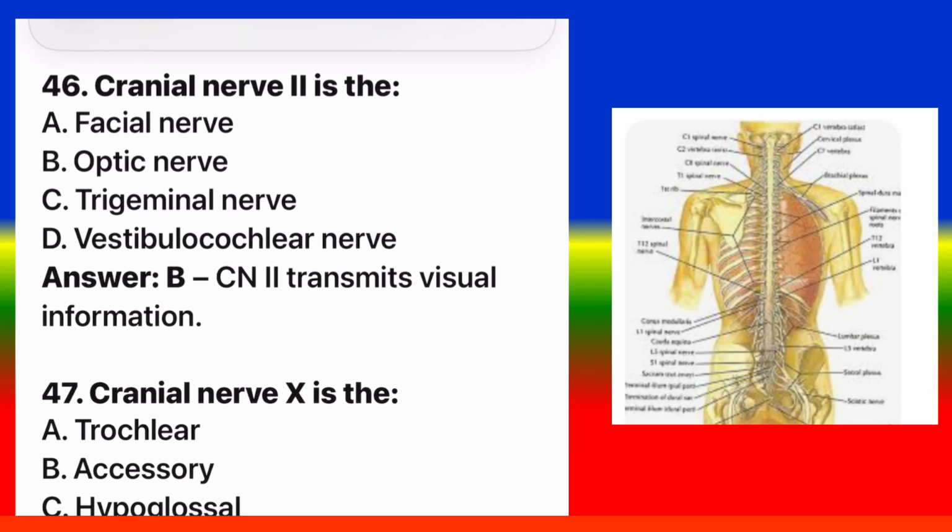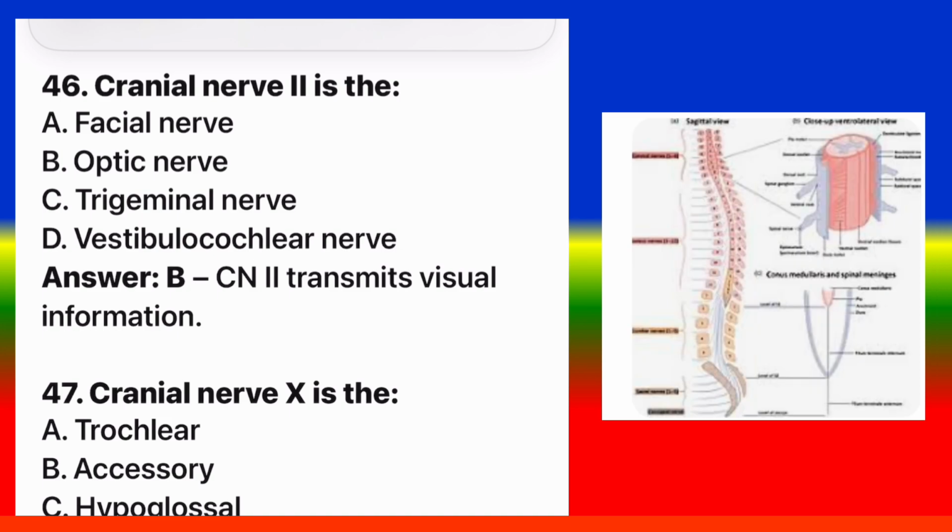46. Cranial nerve 2 is the A. Facial nerve, B. Optic nerve, C. Trigeminal nerve, D. Vestibulocochlear nerve. Answer B. CN2 transmits visual information.